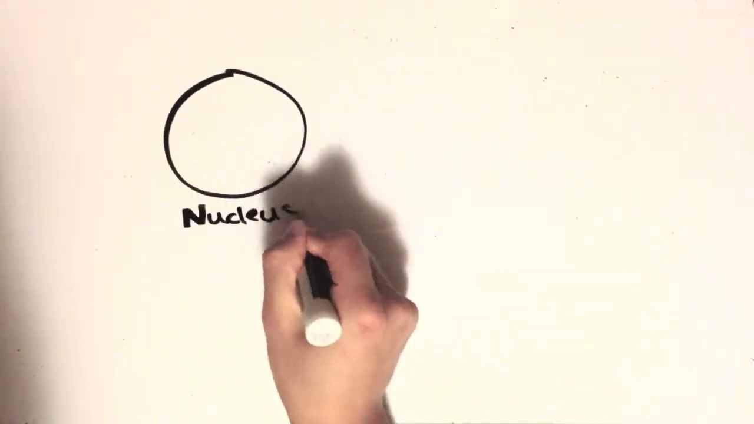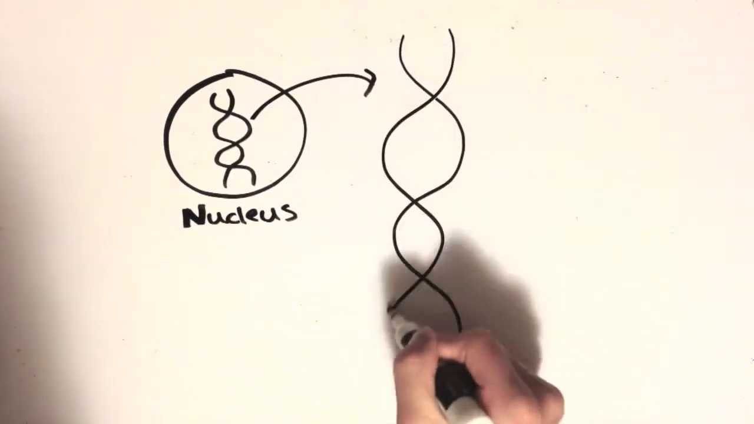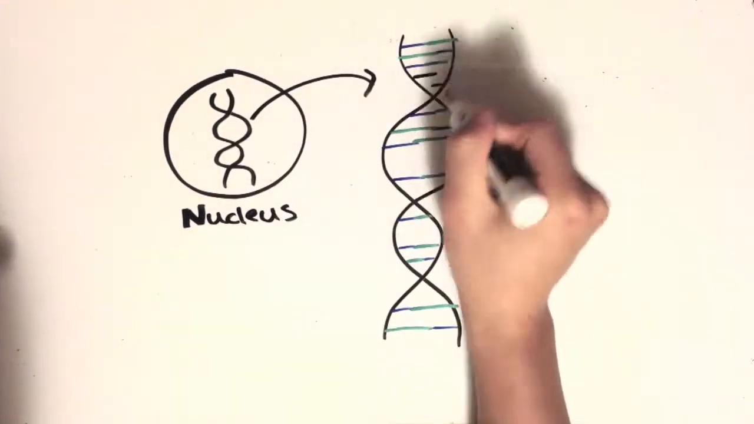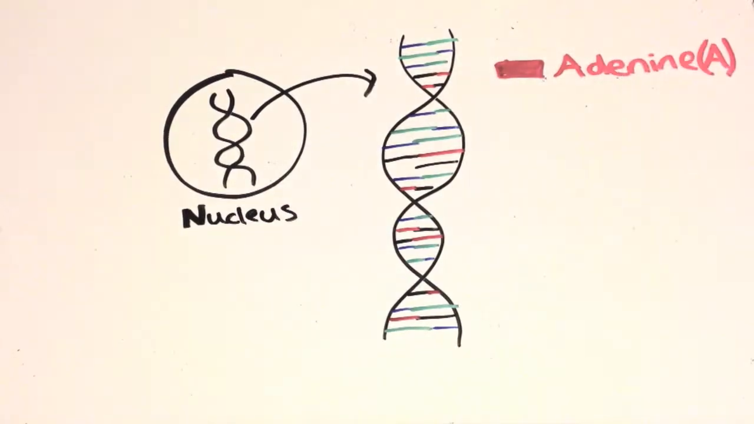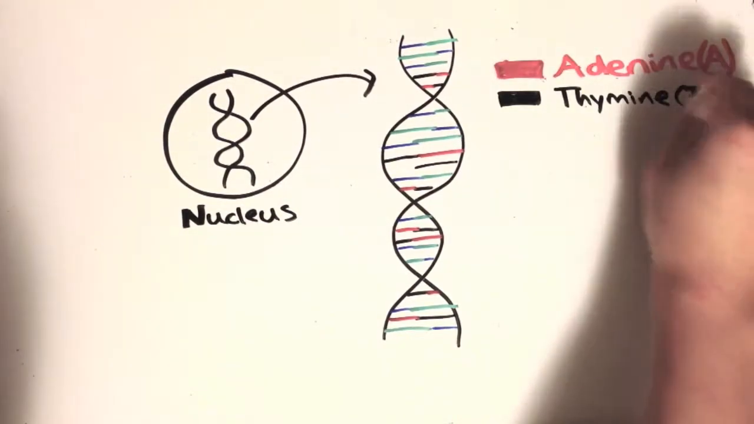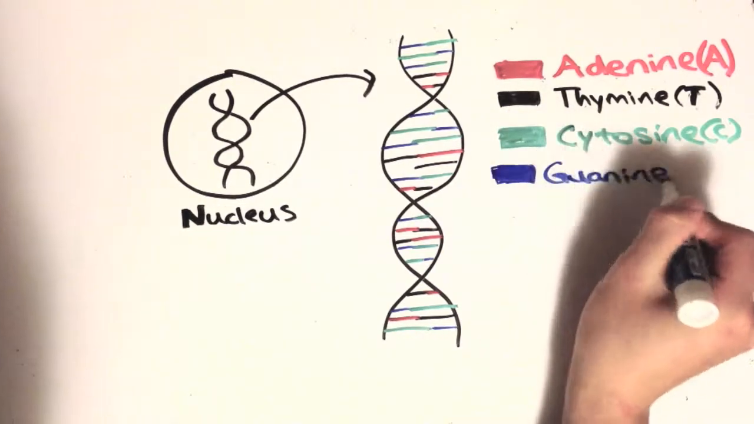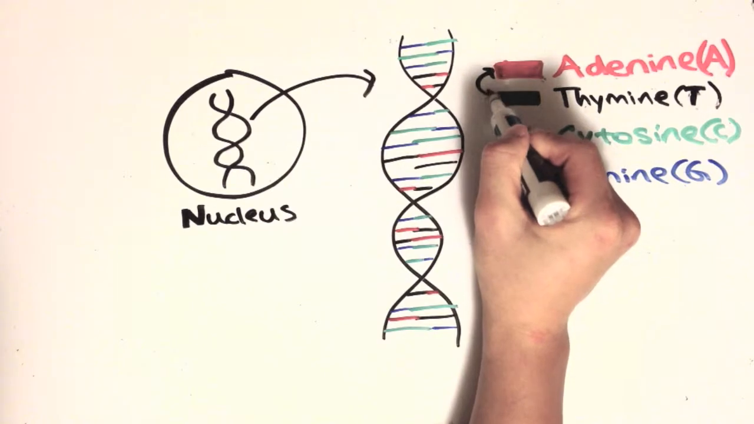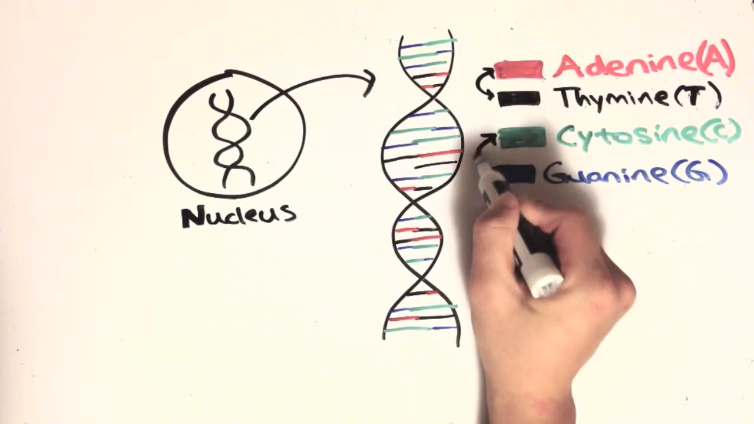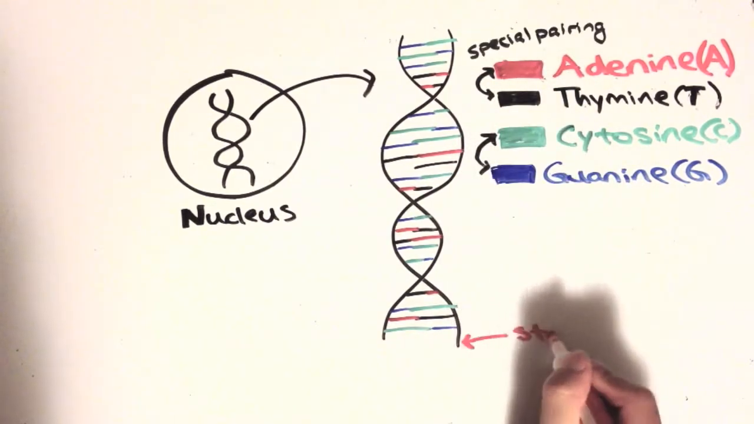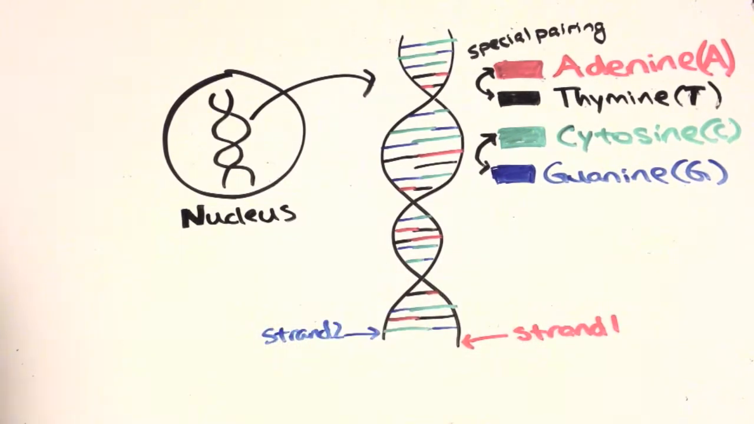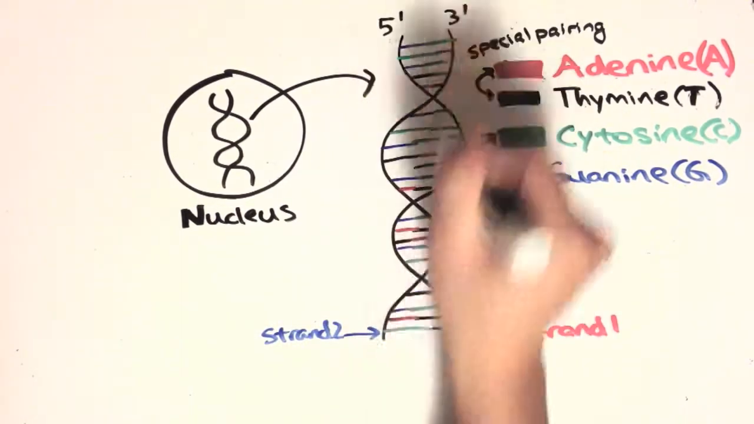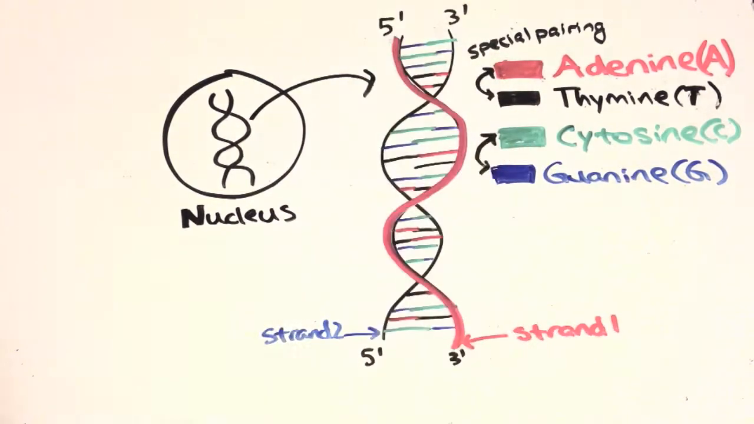The DNA holds all of its genetic information in the nucleus of the cell. It's made of 4 building blocks called nucleotides: adenine (A), thymine (T), cytosine (C), and guanine (G). These building blocks have a special connection in that A always pairs with T, and G always pairs with C. In addition, the DNA is made of 2 strands that wind together to form a helix structure. Both strands have a 3' and a 5' end, and these markers drive the direction of replication.